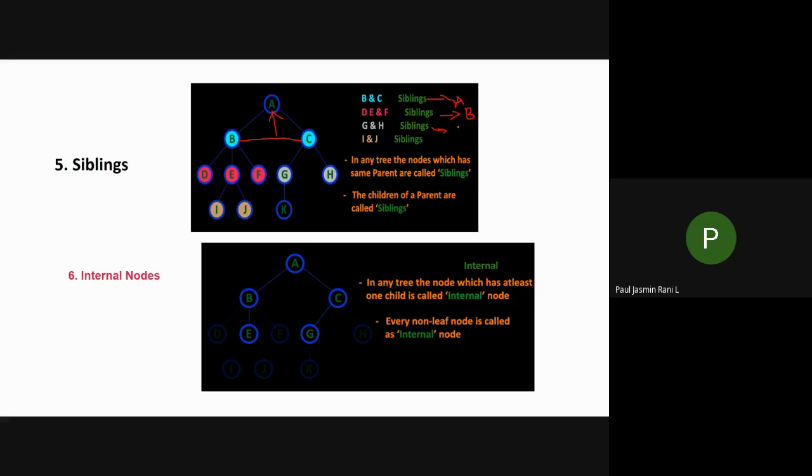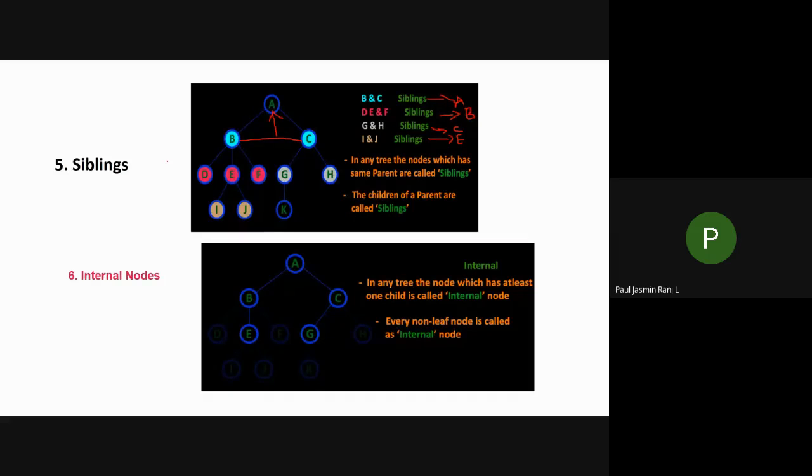It is the siblings of the C node, and I and J are the siblings of the E node. Okay, that is the parent node, E node. So this is how you have to name the siblings. Okay, so next one, already we discussed about the internal nodes.